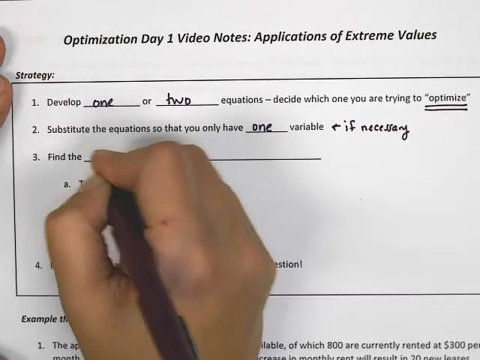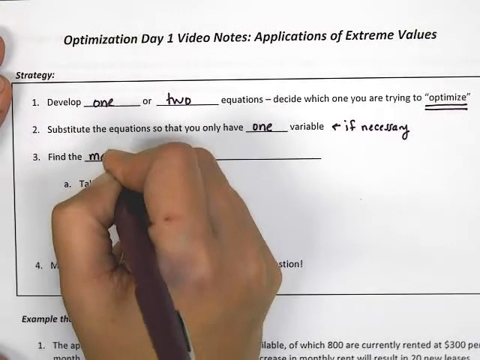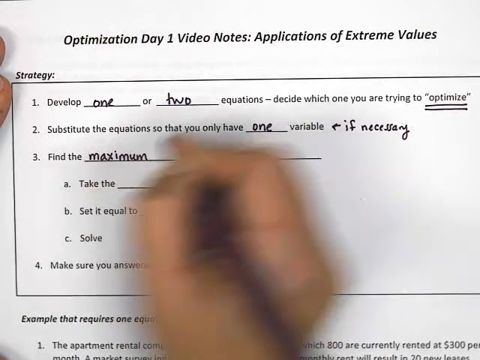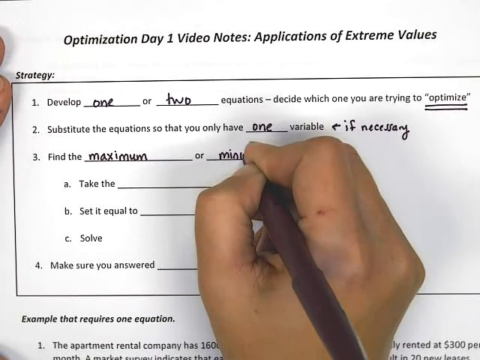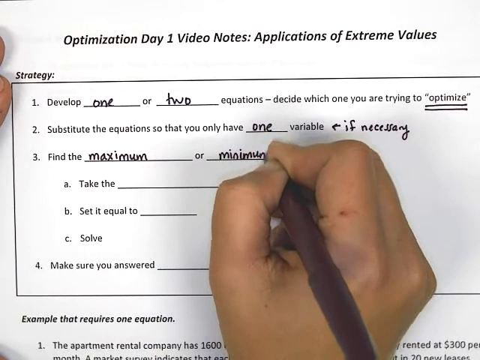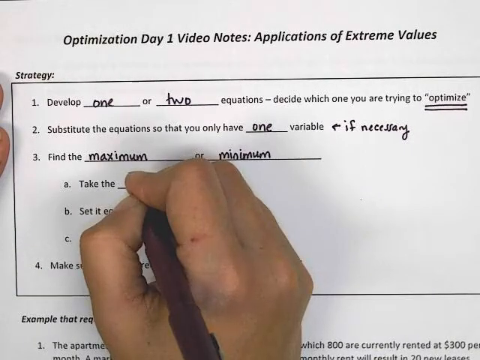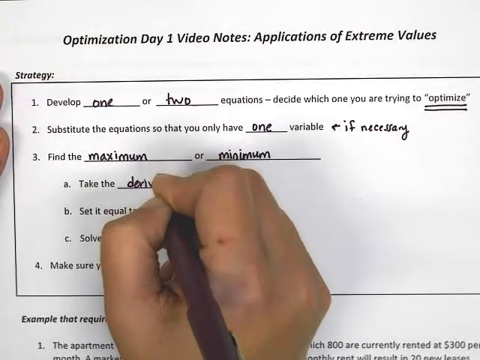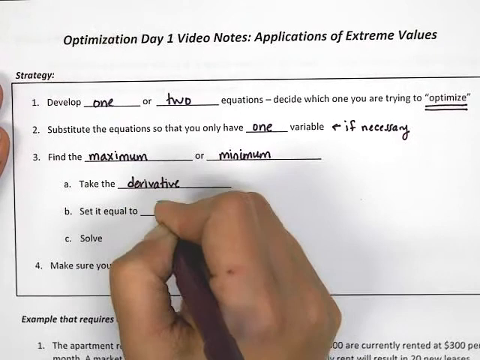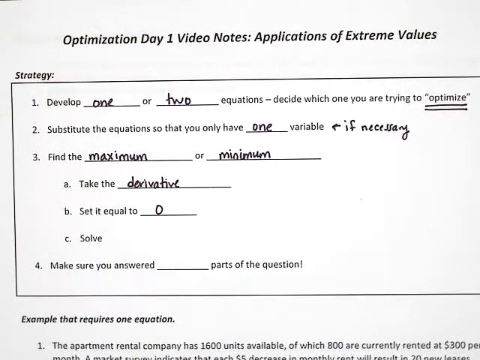Then you're going to find the maximum or the minimum. Now that sounds really easy, but to do that, it actually involves a process. So in order to find the maximum or the minimum, you need to take the derivative, set it equal to 0, and then solve.